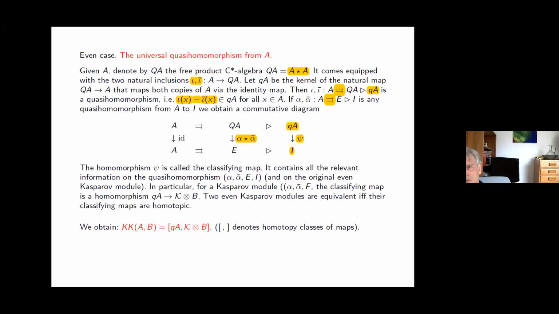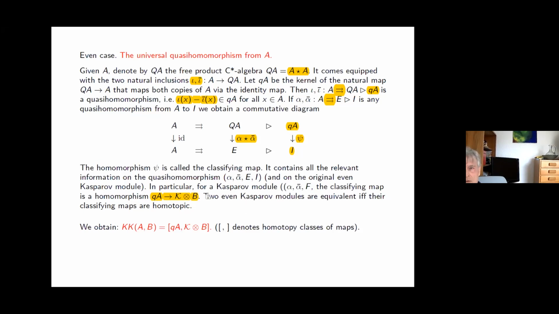So by relevant information, I mean, you consider the Kasparov module up to homotopy and addition of degenerate Kasparov modules. So basically, everything is contained in this classifying map. So if you go back, if you have a Kasparov module as before, alpha consisting of alpha, alpha bar and the operator F, then we get a homomorphism. The classifying map is a homomorphism from QA to K tensor B. And I claim that, well, what I said is that this homomorphism contains all the information on the Kasparov module.